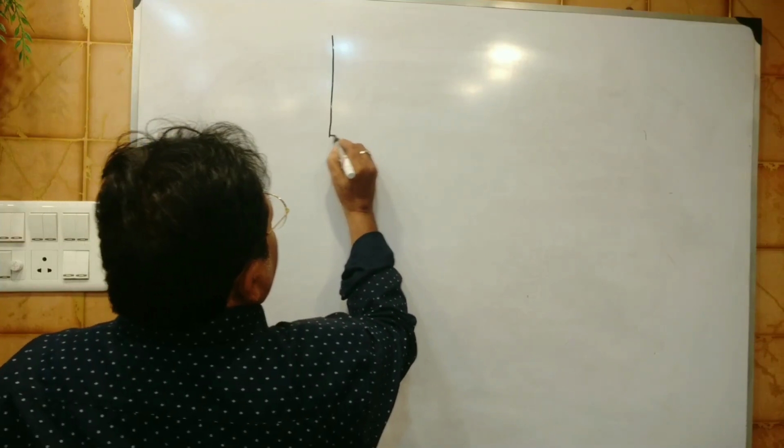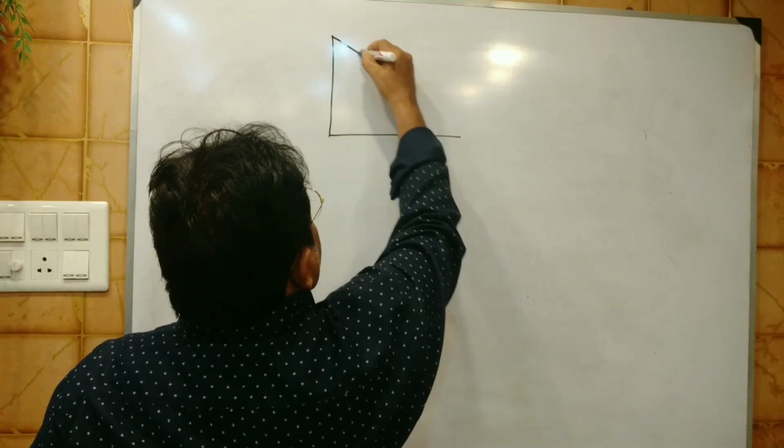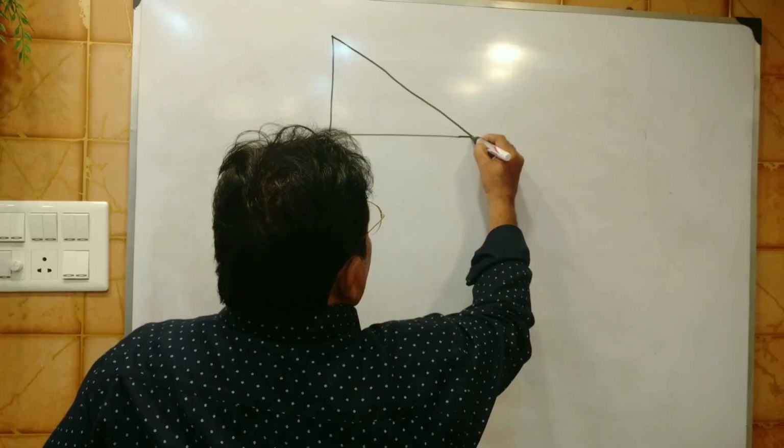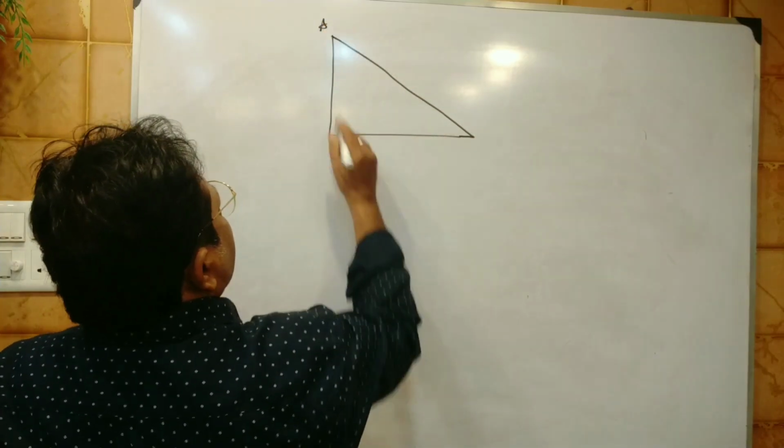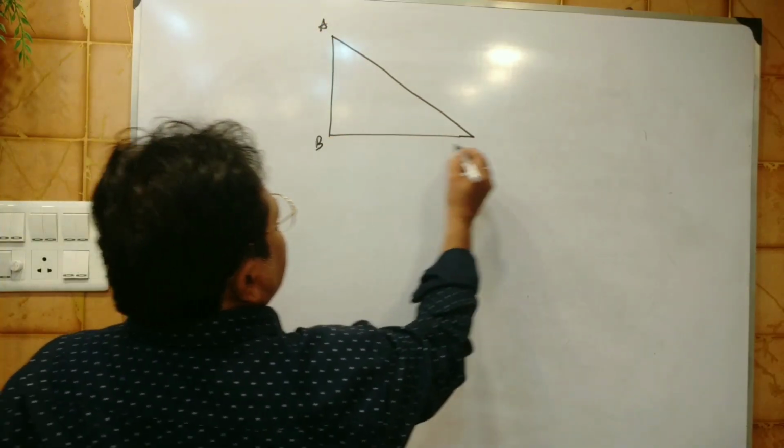Students, today I will discuss trigonometry, the science of measuring triangles. This is a right angle triangle. This is a right angle triangle ABC.